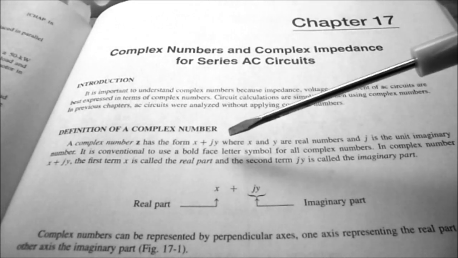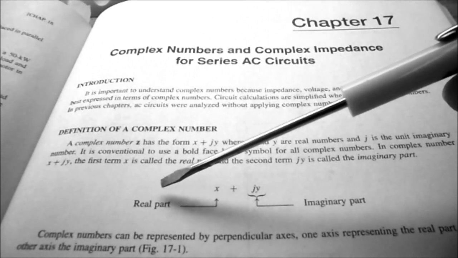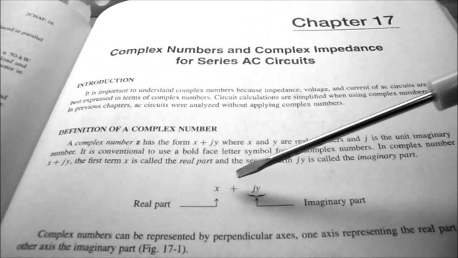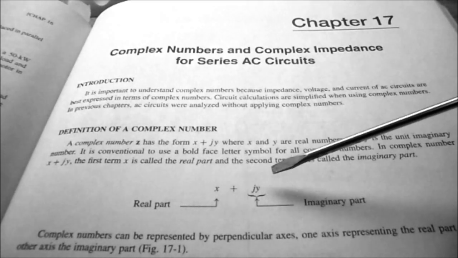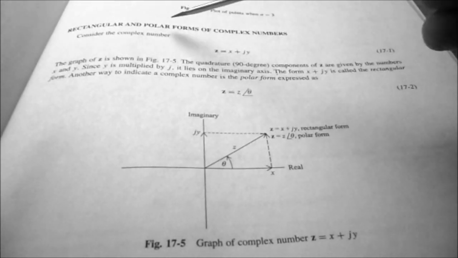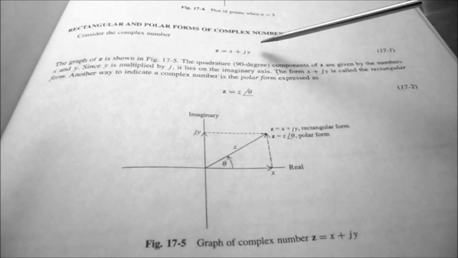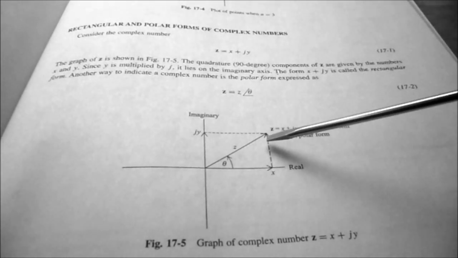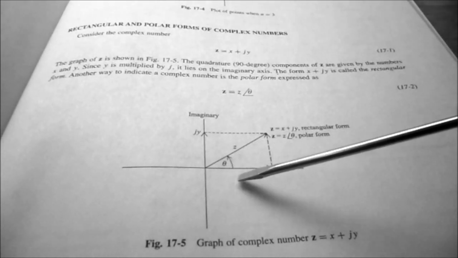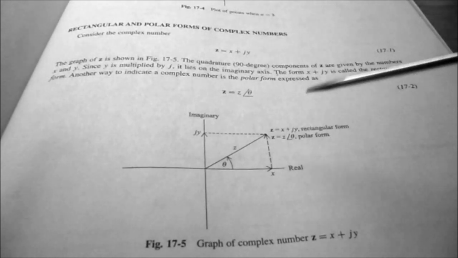And it starts out with a definition of complex numbers. You can see here they're showing you the real part, which is x, and the imaginary part, which is jy. And they have a nice section on rectangular and polar forms of complex numbers. And they give you a nice graph of what a complex number looks like, similar to the one that I put on the front of your lab page.